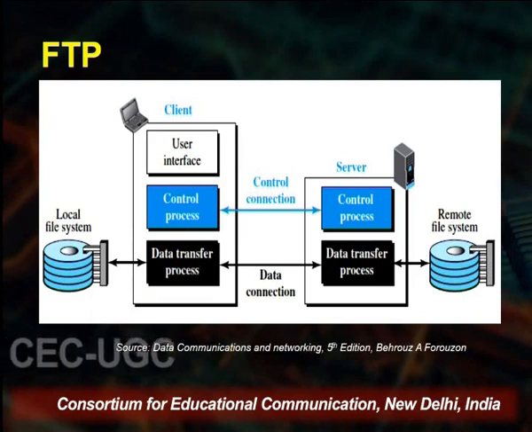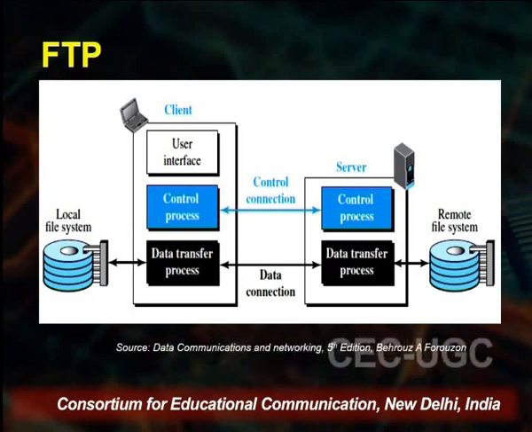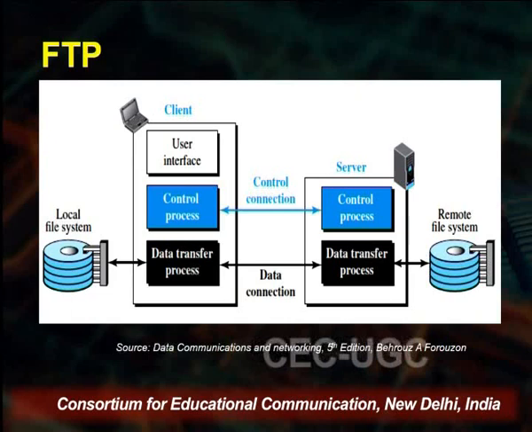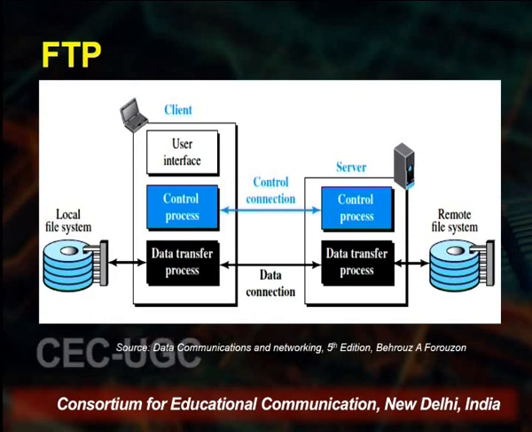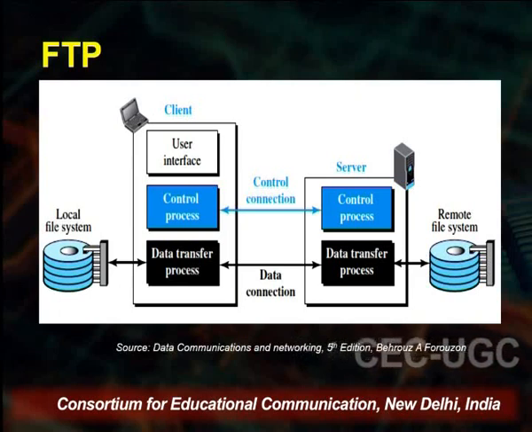So we can see at the client's end we have the user interface using which the client is going to send the request, and both the client and the server have some control processes and some data transfer processes. Therefore, two types of connections will occur between the client and the server.